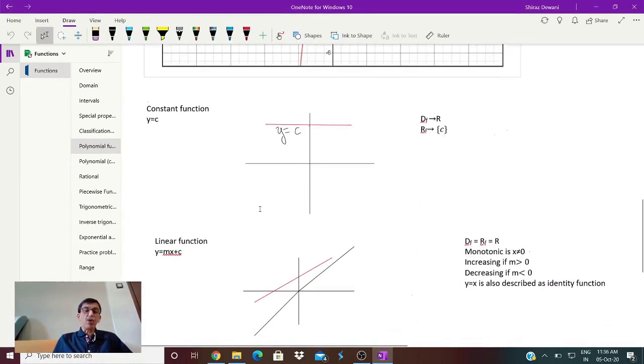Now we consider the constant function. If this is your x-axis and this is your y-axis, this constant function is y is equal to c, where c is an arbitrary constant. Whatever input value of x there is, the output value will always be c. Irrespective of x, the output value is always c. The domain is the set of real values. The range is only one singleton value, which is c, and a singleton value, as I told you earlier, is written in curly brackets. So the range is only c and nothing more, nothing less.